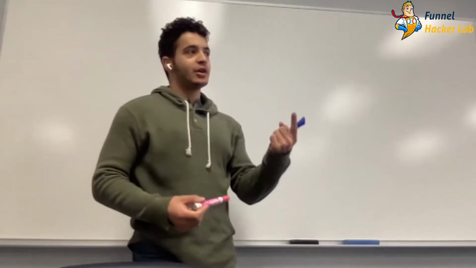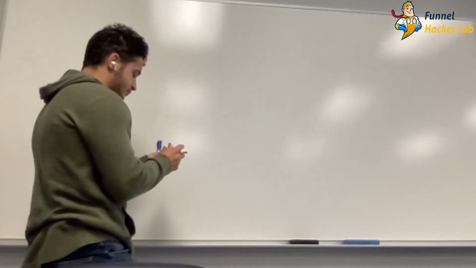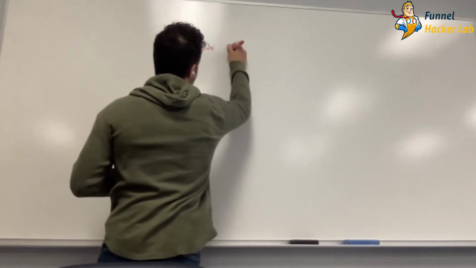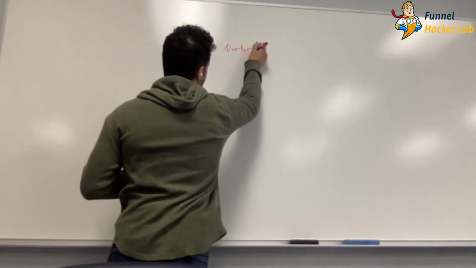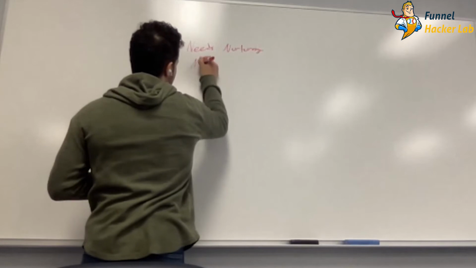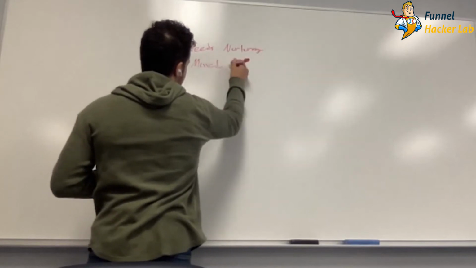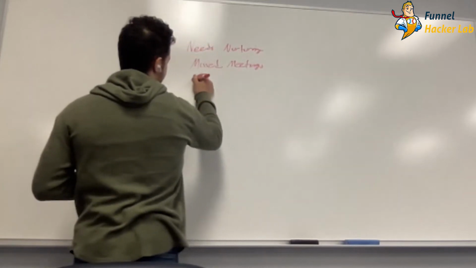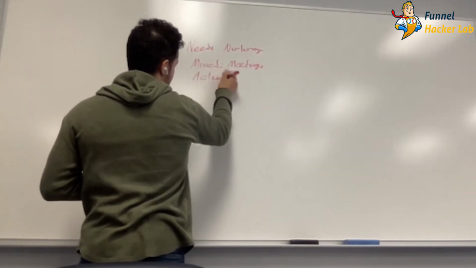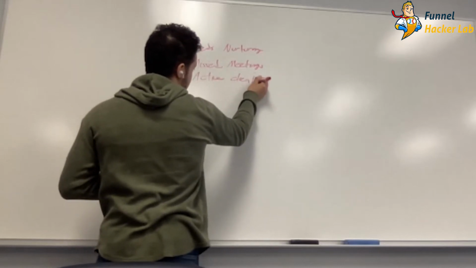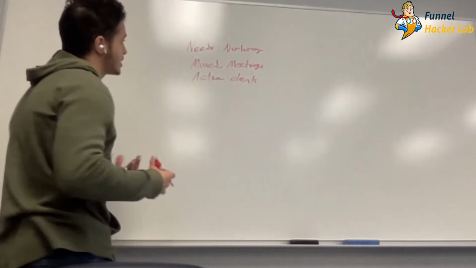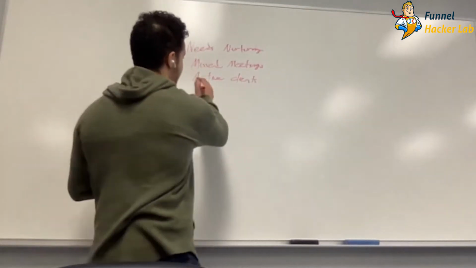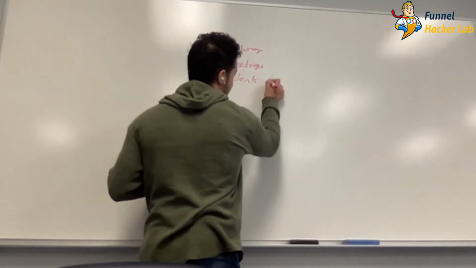A couple of things, like I told you, right now we have three audiences. We have the nurture audience, the nurture campaign, and the needs nurturing. We have the missed meetings, and we have active clients. That's the three lists, the three audiences that we have. You also have a past list.